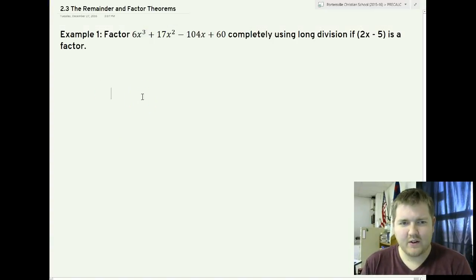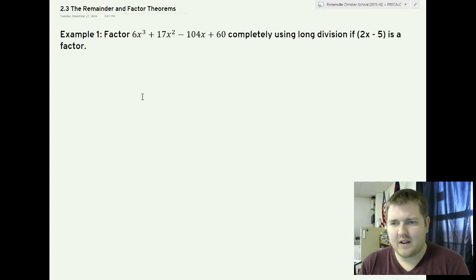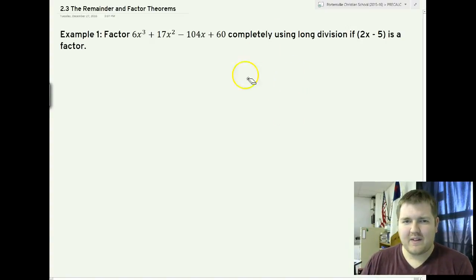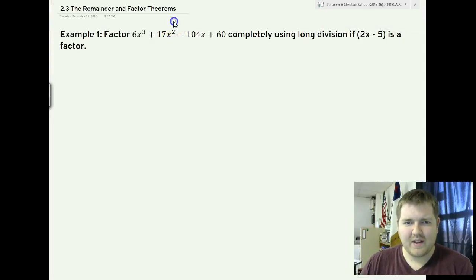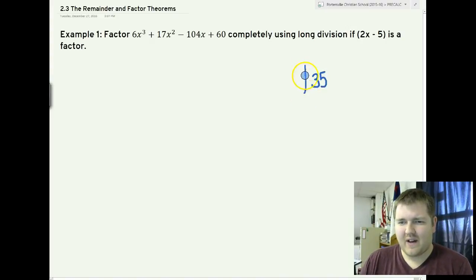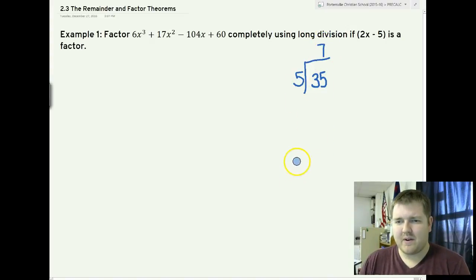Factor 6x cubed plus 17x squared minus 104x plus 60 completely using long division if 2x minus 5 is a factor. Well, in the same way that if I were to ask you to factor the number 35 completely, given that 5 is a factor, you would take 35 divided by 5, and you'd get 7, and that would tell you that 7 and 5 are both factors of 35.